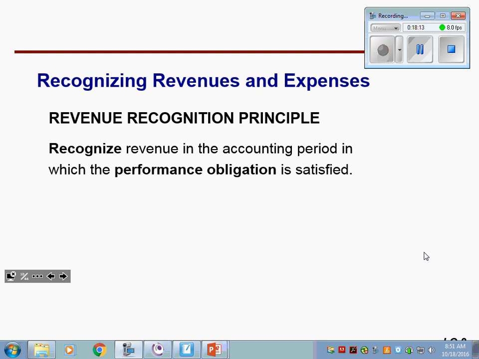So basically, it's a timing issue to make sure you're recording economic events in the fiscal period that they happen. How do you recognize your revenue? How do you recognize your expenses? And it all goes back to recording it when it happens, okay?